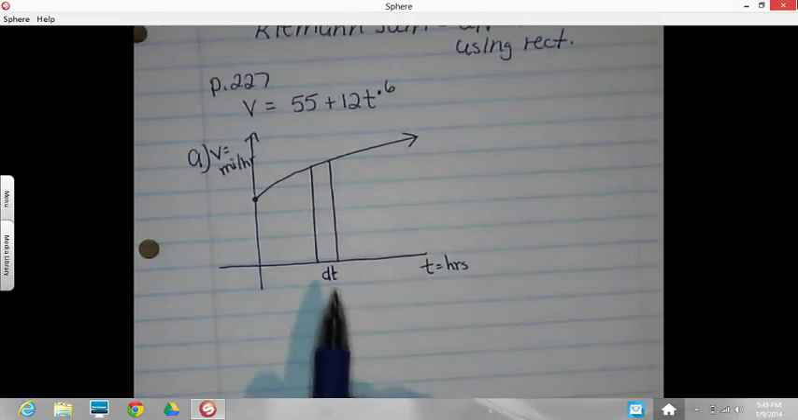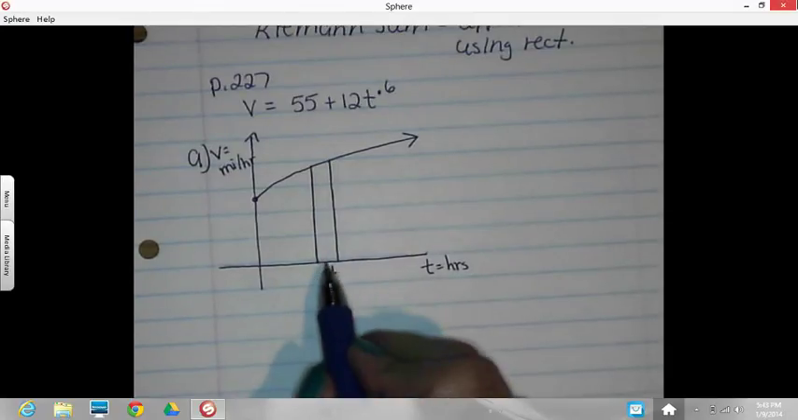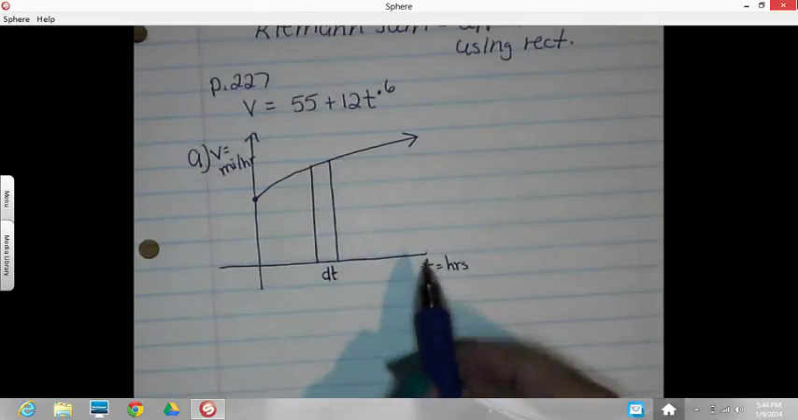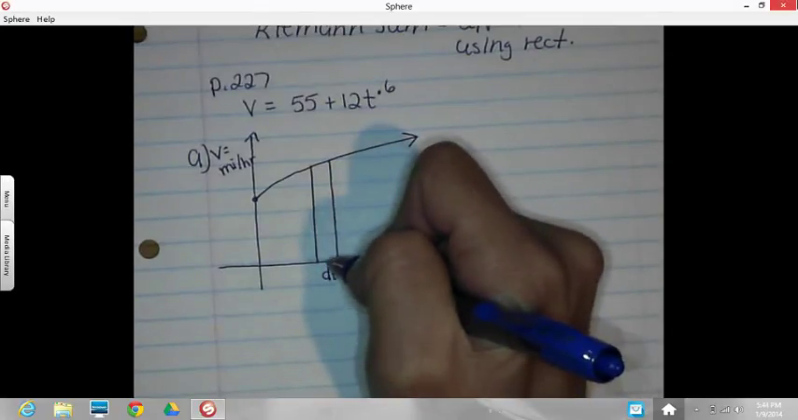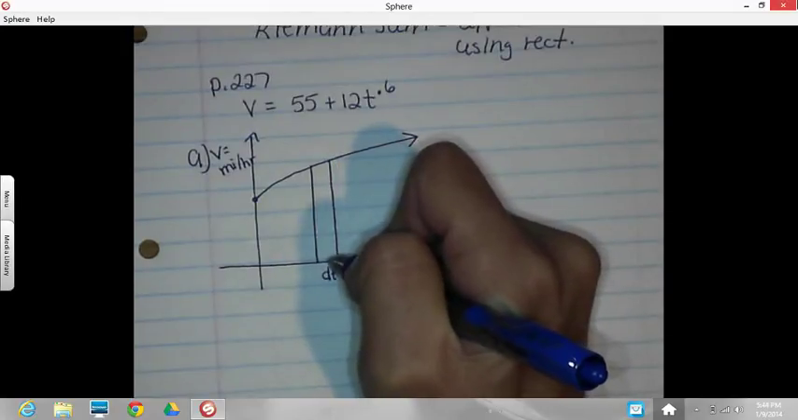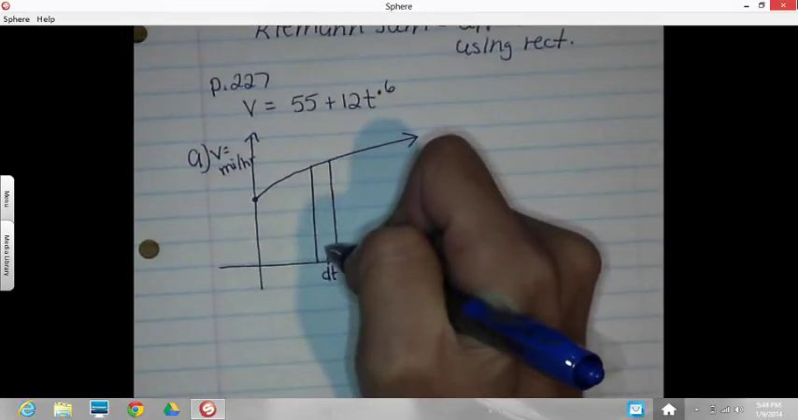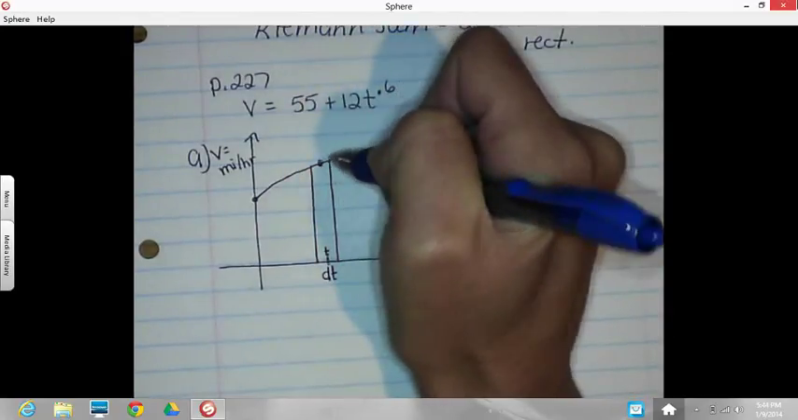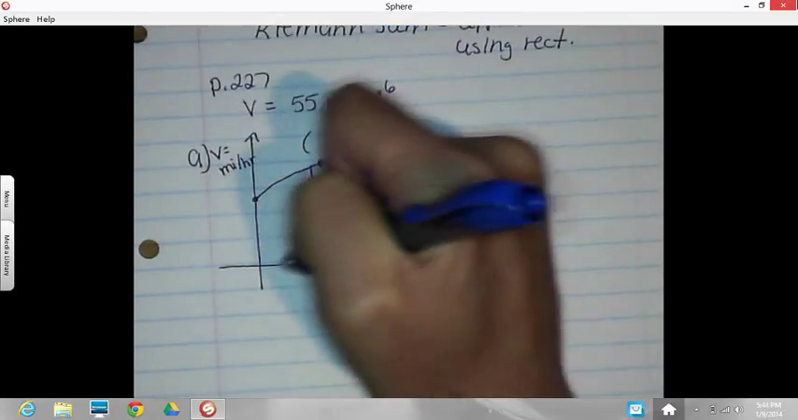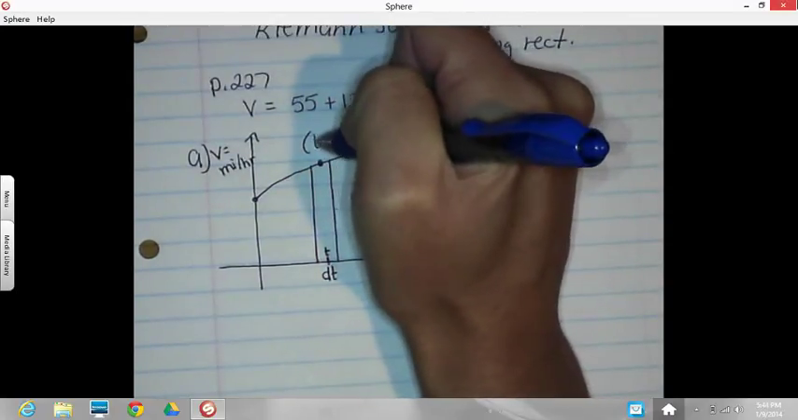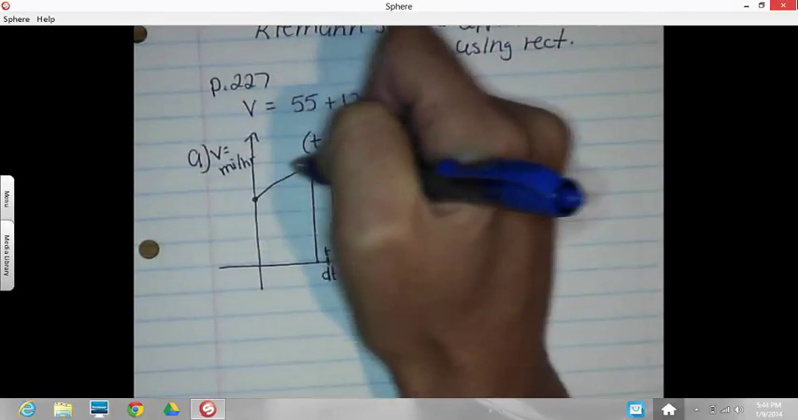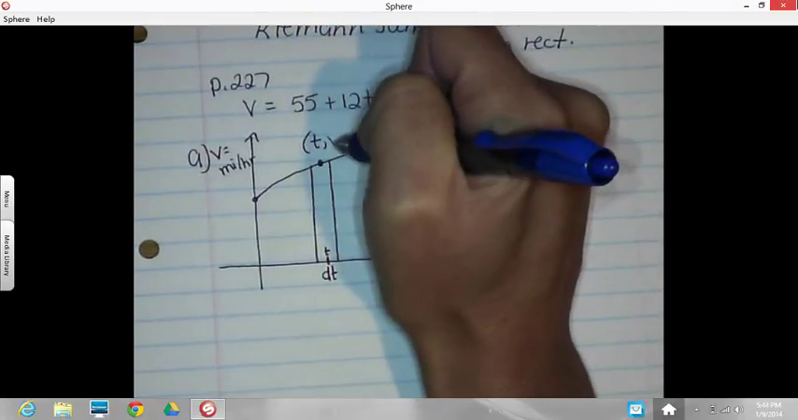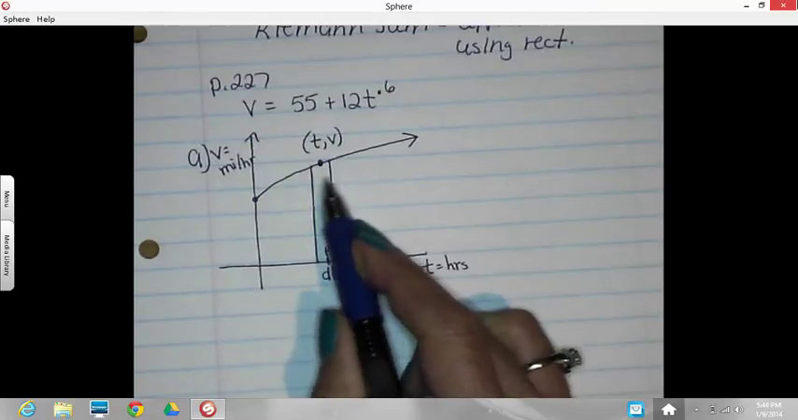Draw a narrow vertical strip. Show a sample point tv on the graph within the strip. So anywhere in here they want you to pick a t value. It doesn't matter where. You can put it right in the middle. You can put it on an edge. It doesn't matter. I want to stick it right in the middle. So I'm going to pick this to be my t. It wants me to show this point. So I have a horizontal value of t. It's our x value. And then that has a corresponding velocity. I don't know what it is. I'll just call it v, some velocity. So I've shown my point within the strip.